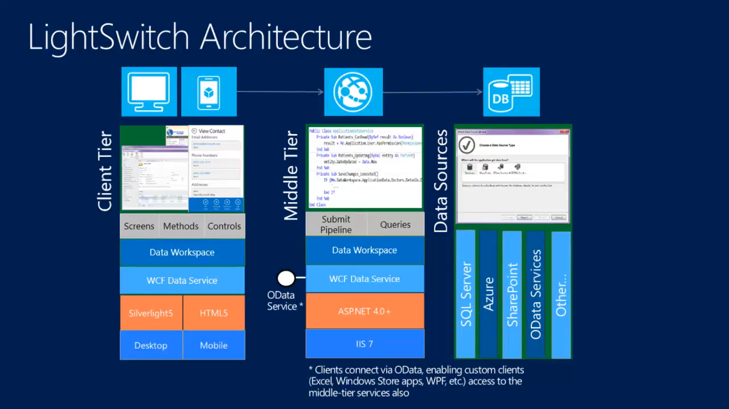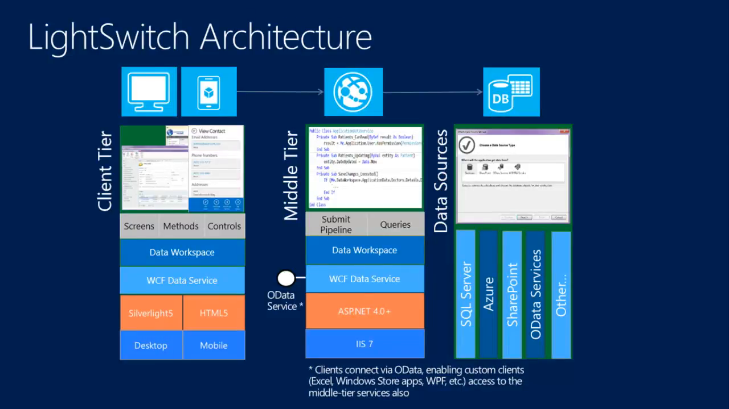Then we have a set of, we basically abstract a lot of that away from you because we have a runtime. And that's the data workspace. In the middle tier, we have a data workspace and a submit and query pipeline. That's where you can hook in all of your code that you need to do, like to manipulate the data and do rules and that sort of thing. We also have the data workspace is what marshals all the data back and forth.